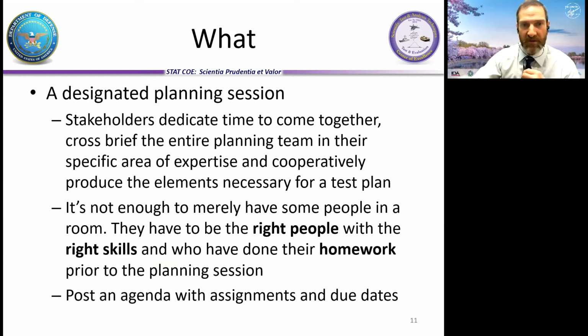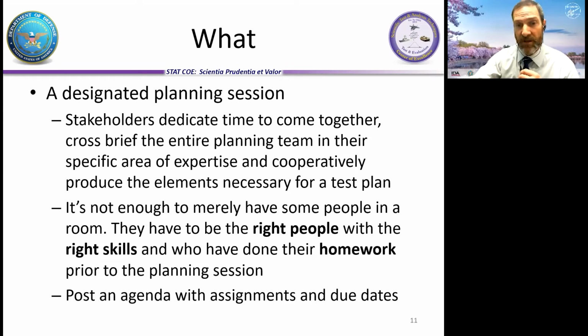So who, and after that is what? Well, explain to everybody what this is. It's a designated planning session for this entire test effort. We want all those stakeholders to dedicate the time to come together. And you want to have the right people, we just talked about that. But you can't just put a bunch of people in the room and say plan. Make sure they've got the skills, and make sure they've done their homework for this planning session. And that's going to come with that clear communication early on, that everybody understands what's going to be done, and they understand what this test planning session is supposed to produce.